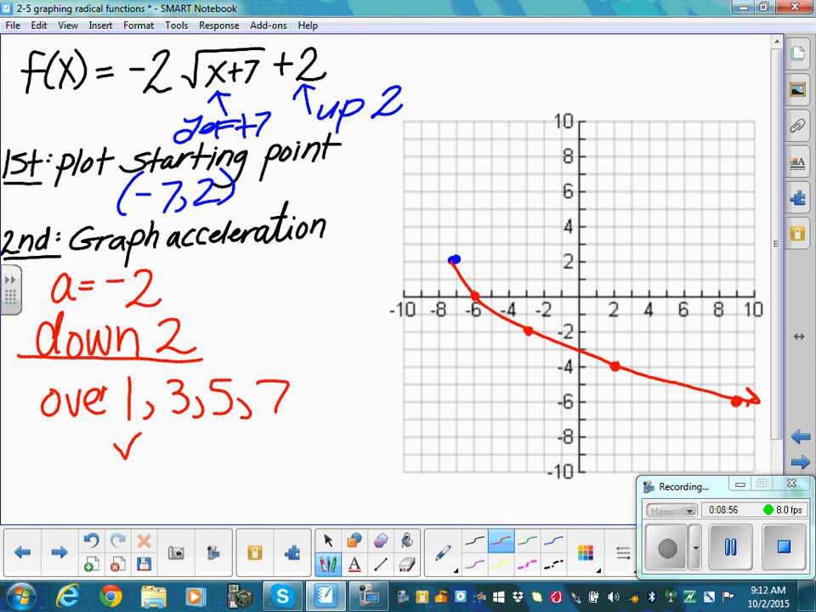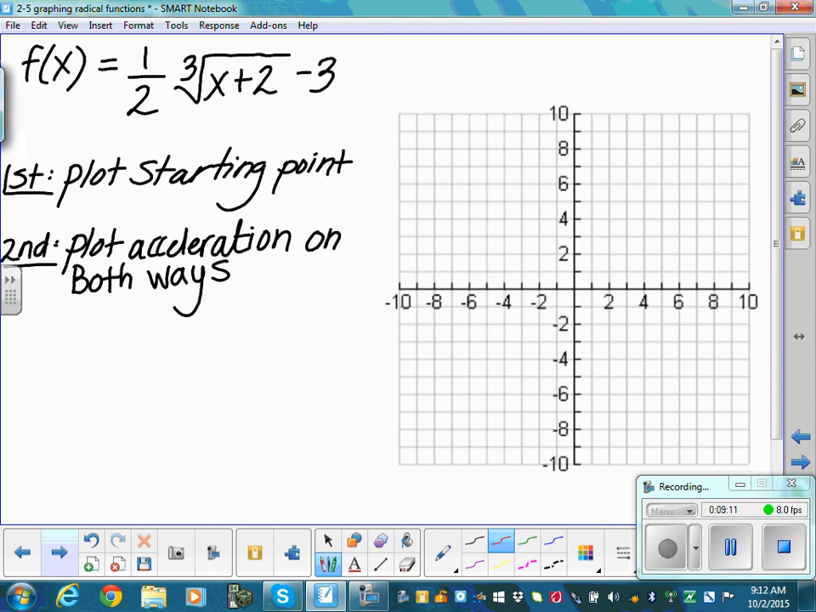All right, any questions? You'll notice that the negative took it like this and flipped it like this, just like a smiley face on a parabola becomes a frowny face with the negative. Questions on that? Not too bad. Okay, let's do two cube root ones, and I'll let you practice on your own.